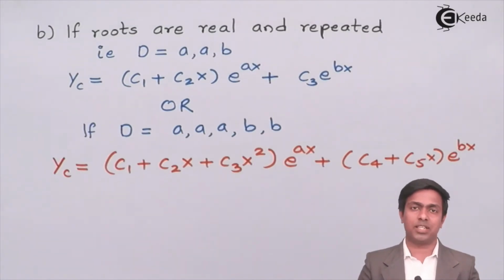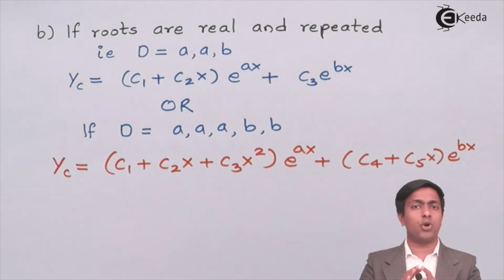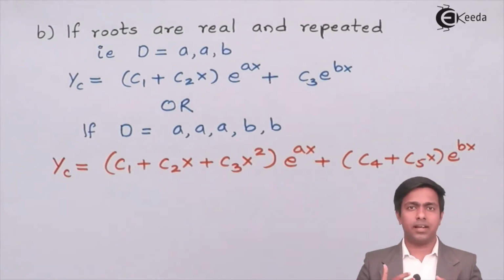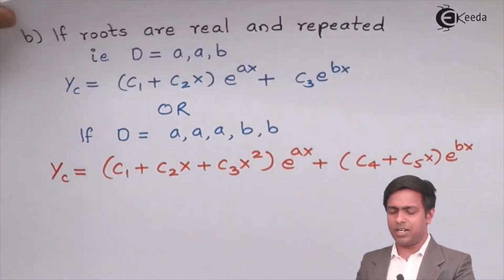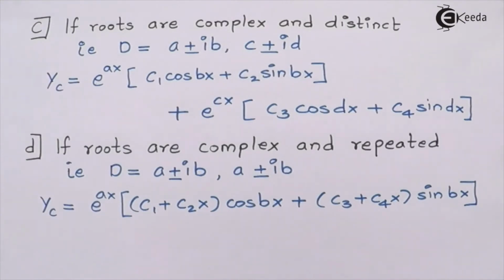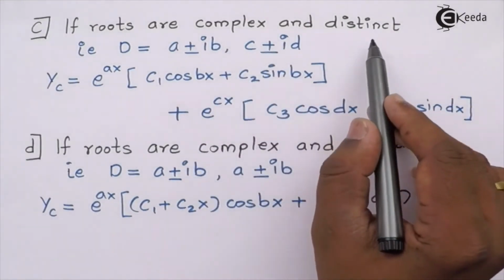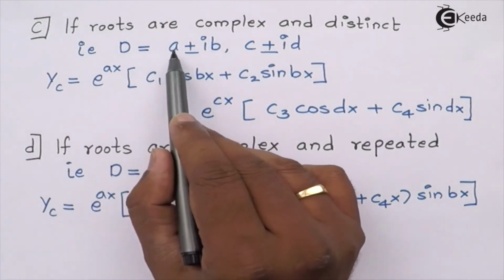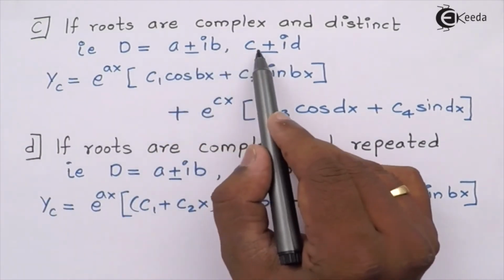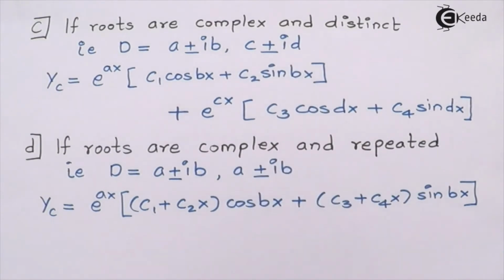Now case number 3, it means your roots are not real. Those roots might be complex roots. So that is case number 3. If the roots are complex and distinct, that is different. Here I have taken the example, the roots are a plus or minus ib and c plus or minus id. Guys, here you can observe there are four roots. First one is a plus ib, then a minus ib, then c plus id, c minus id. All four roots are different. So what is the solution in this case?